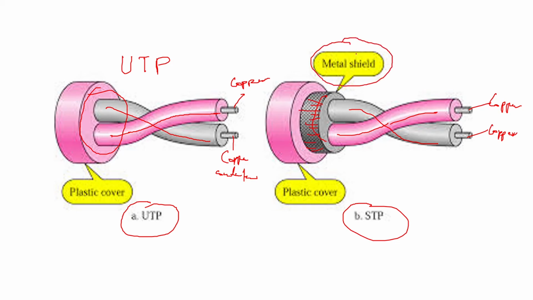Because of this extra shielding on the same arrangement which was used for UTP, it is called STP, that is shielded twisted pair cable. And upon all that arrangement, you will have the same plastic cover as you had in your UTP. So STP is having an extra thing, which is this metal shield, which is there on the twisted pair cable. Now this shield will see that the electromagnetic interference is reduced a lot as compared to UTP.